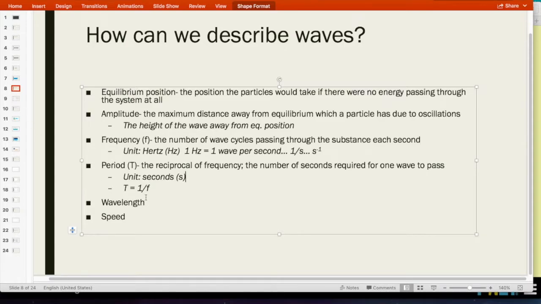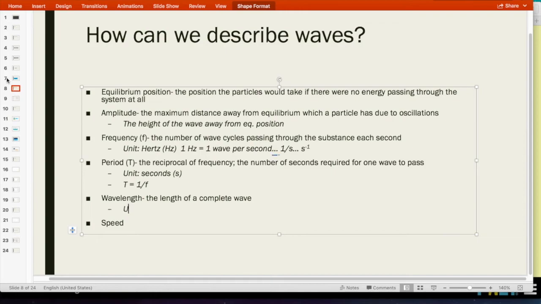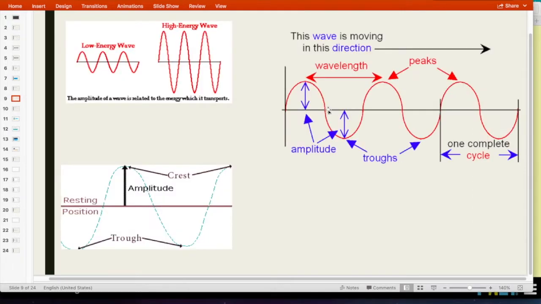Wavelength, very simple, is just going to be the length of a complete wave. The length of a complete wave. The unit we're going to use for that is some distance unit, some unit of length. So what do we use to measure length or distance? That's going to be meters, centimeters, etc. It just depends. A wavelength is the length of one complete wave cycle.